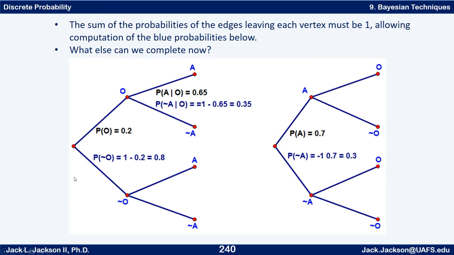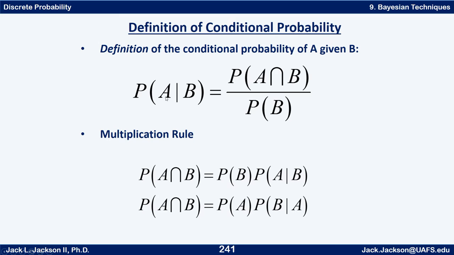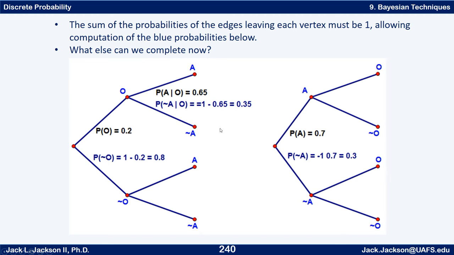Okay. Now what else can we complete? We've got all the probabilities along that path. Does that give you something else that you can complete? Well, remember that the probability of A given B is the probability of A intersect B divided by the probability of B. So the probability of the intersection of A and B is the probability of B times the probability of A given B. And the probability of the intersection is also the probability of A times the probability of B given A. Use that information to go back and get the probabilities at the ends of the paths here and here.